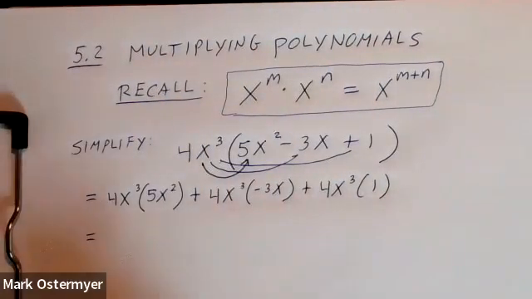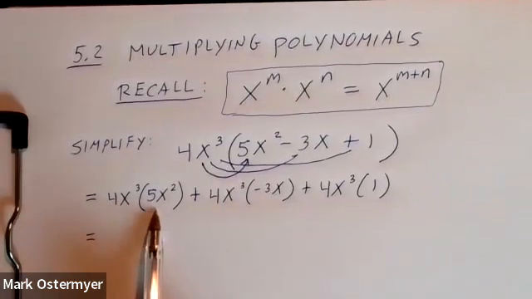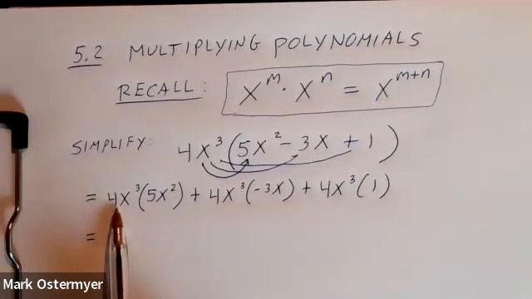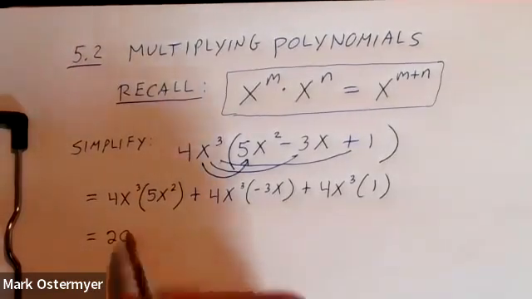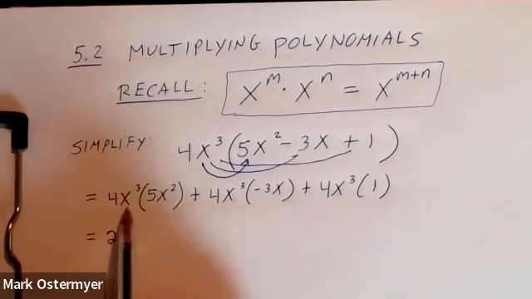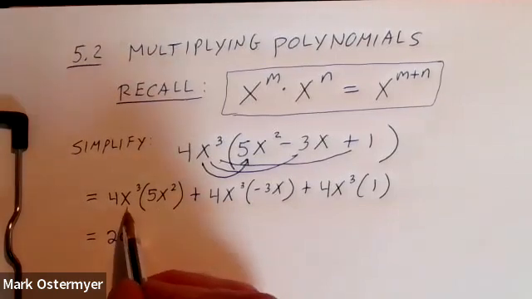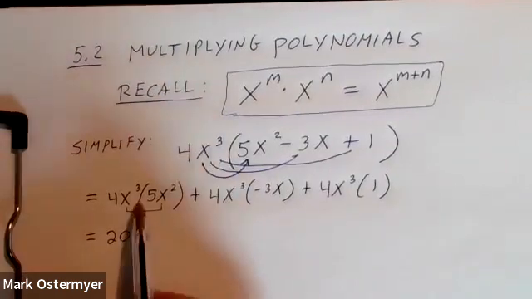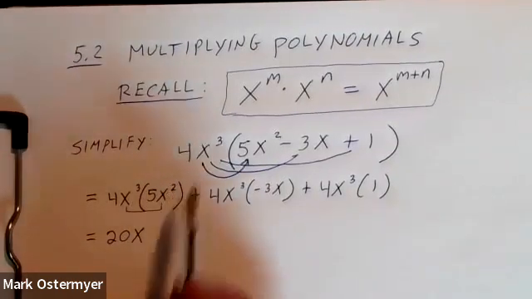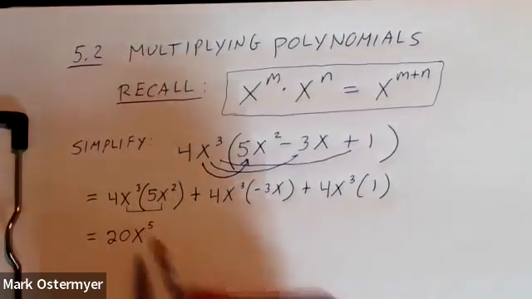All right. So when I multiply a 4x cubed by a 5x squared, what am I going to get? Well, 4 times 5 is going to give me 20. So I'm going to have 20. And then I have x to the third power multiplied by x to the second power. When I multiply like bases, I keep the base the same and I add the exponents. So 3 plus 2 will give me the 5th power there.